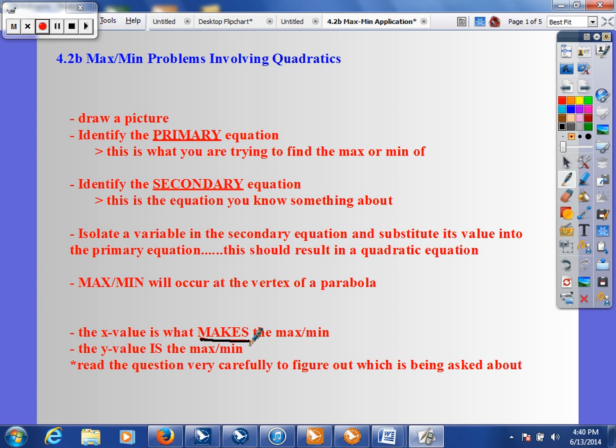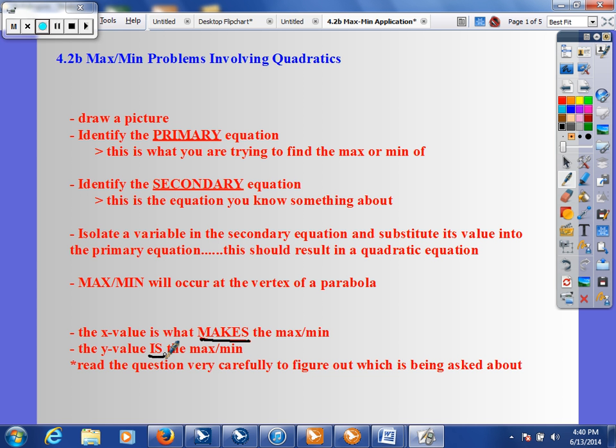Now this is tricky, but we really want to read the question very carefully, because if they say, what is the maximum profit, then we're looking for the y value of the vertex, the function's value. And if they're asking how many items must you sell to make a maximum, we're talking about the x value of the vertex. So you need to know what they're asking you to find. Read the directions.